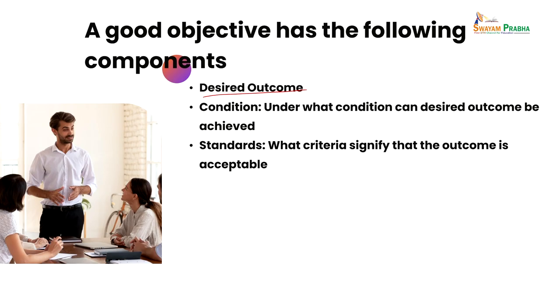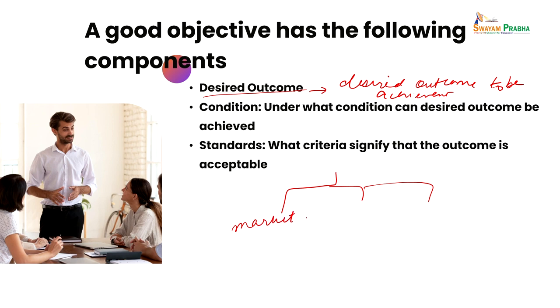Desired outcome refers to the specific goal or result that we are targeting, that an individual, organization or team aims to achieve through a particular action or initiative. So it defines the desired outcome to be achieved. It specifies the context or environment in which the desired outcome can be realized. So conditions set the stage for action and provide the necessary context for achieving the desired result. For example, if the desired outcome is to increase the sales revenue, the condition may include factors such as market demand.